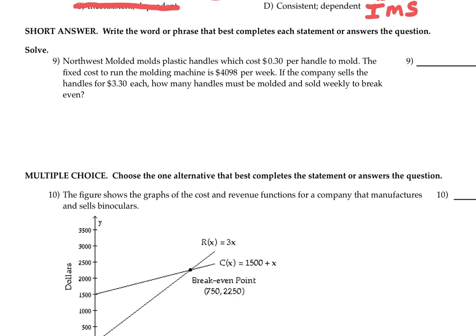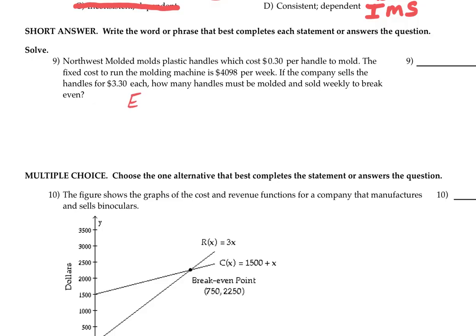So on this one here, we've got these handles that we're making at this factory. They're molding plastic handles and they cost 30 cents per handle to mold. The fixed cost to run the machine is $4,098 a week. If the company sells the handles for $3.30 a piece, how many handles must be molded and sold weekly to break even? Okay.